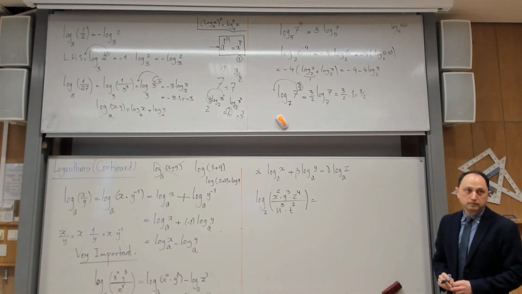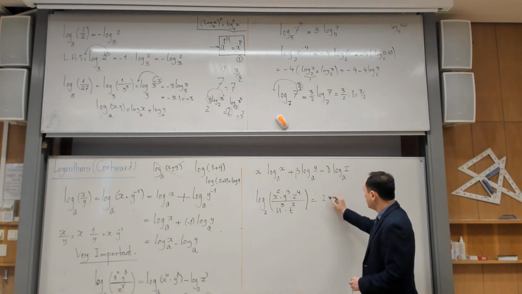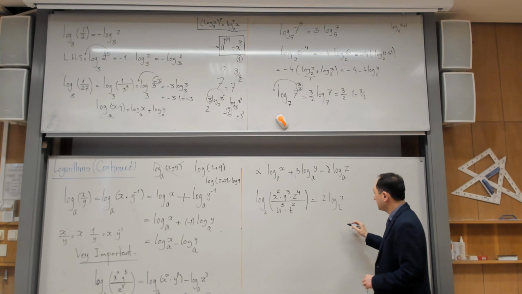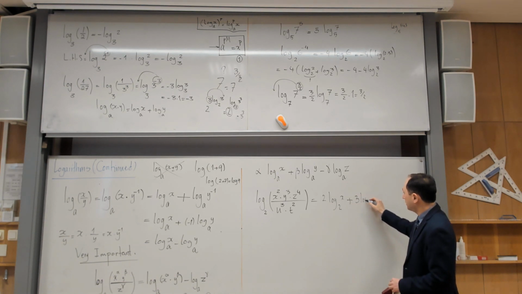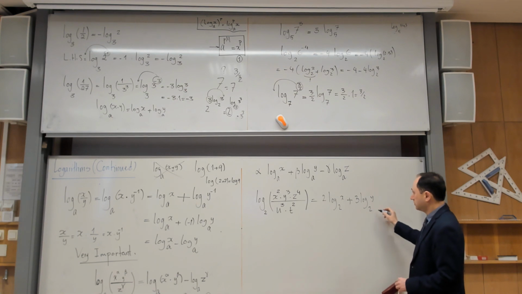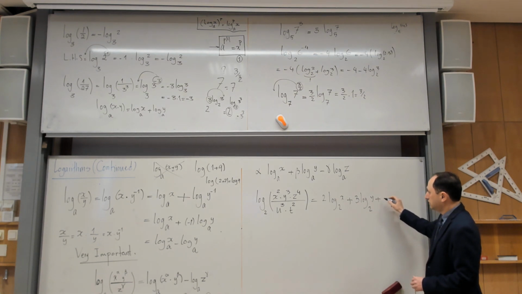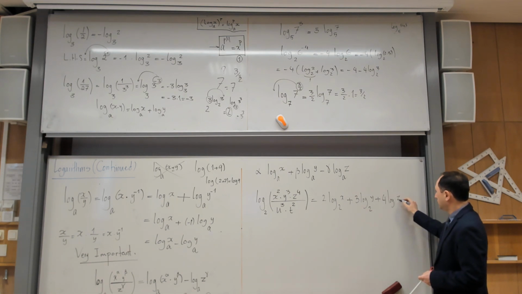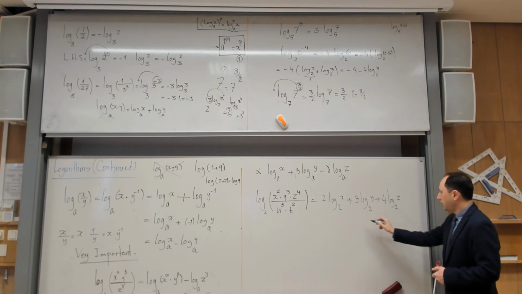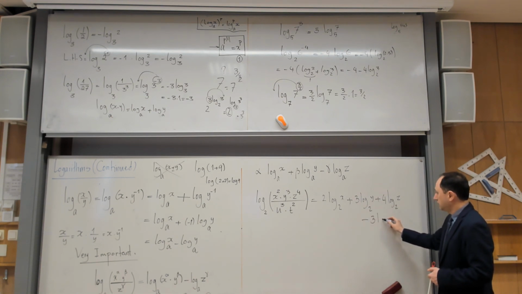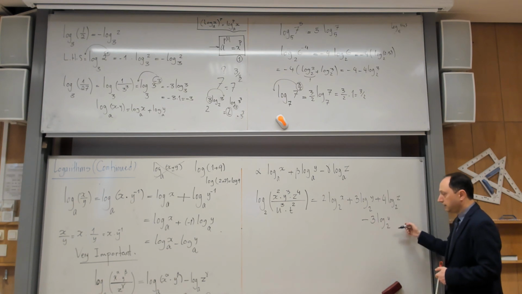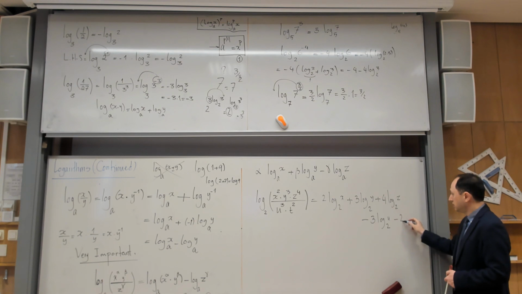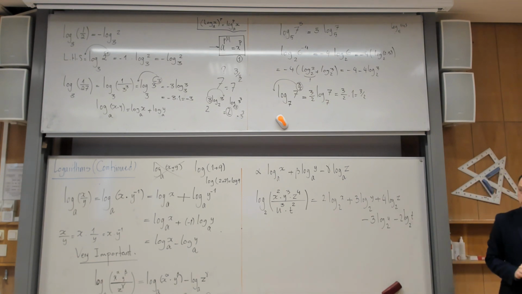So what's the answer then? 2 log x to base 2, plus 3 log y to base 2, plus, no, it's 4 log c to base 2, minus 3 log u to base 2, and then minus again 2 log t to base 2. That's extremely simple. And the other way around.